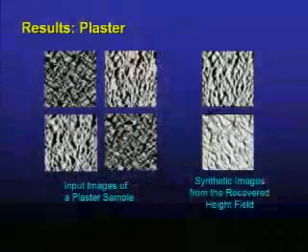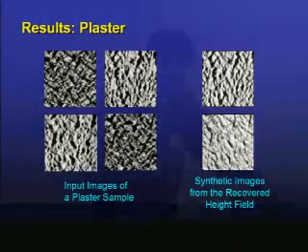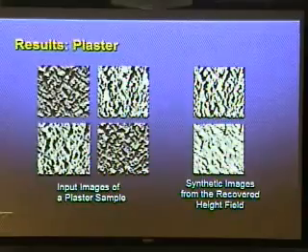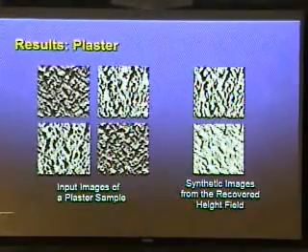So these are some results. This is an input image of a plaster sample. You can see the shadows in the images. And these are the re-rendered images of the height field. The first image is illuminated from the same lighting direction as this image, and the second one is illuminated from a novel lighting condition.